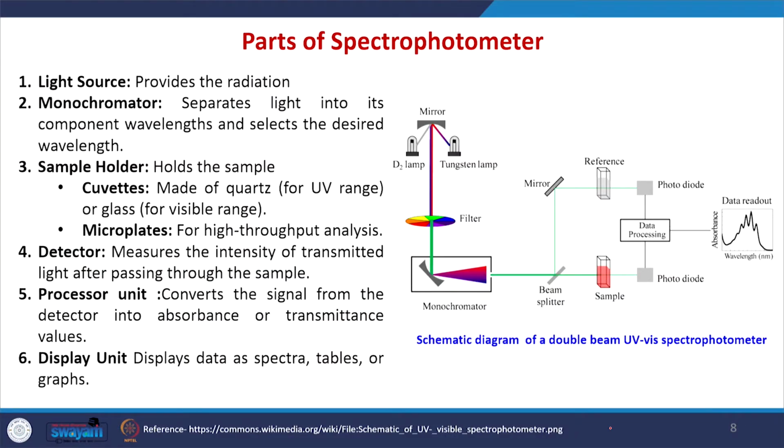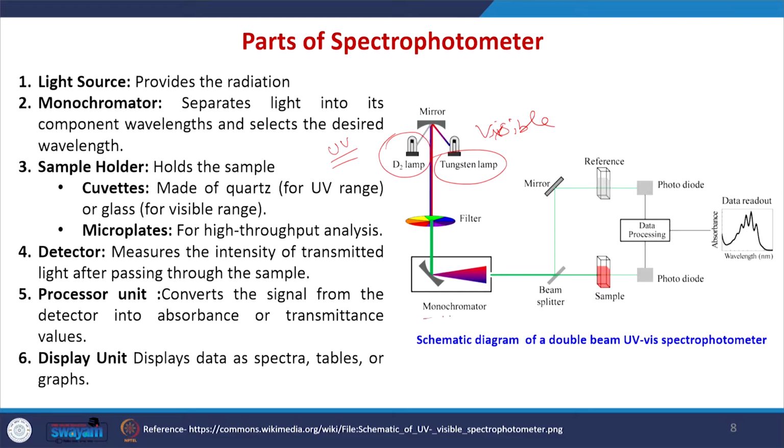Molar absorptivity is a measure of how strongly a substance absorbs light at a particular wavelength. Let us learn about the parts of a spectrophotometer. The first one is the light source, which provides the radiation, and we have two light sources. One is a deuterium lamp, which is for the UV range, and we have a tungsten lamp. This is for the visible range. I will explain about this light source in my next slide.